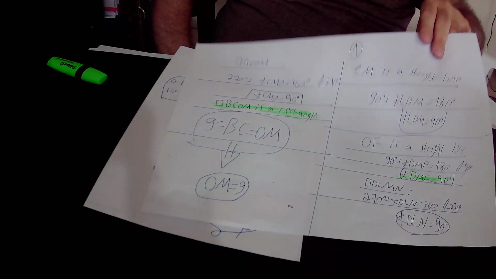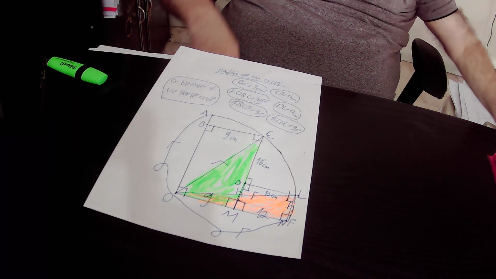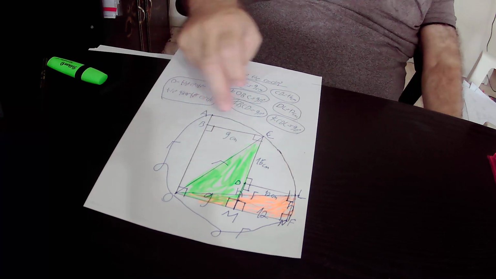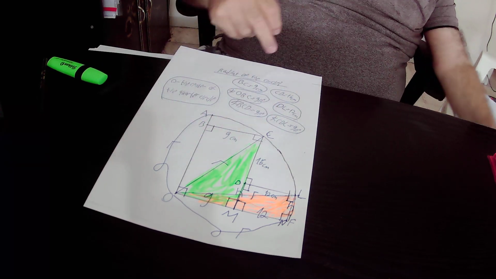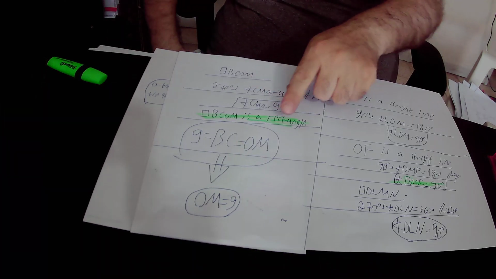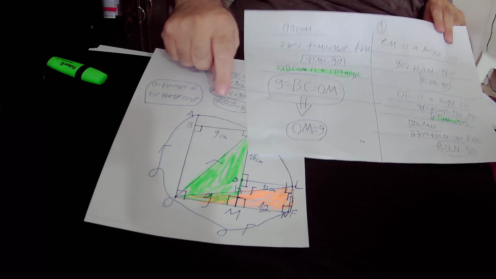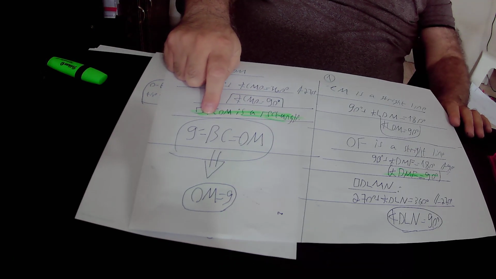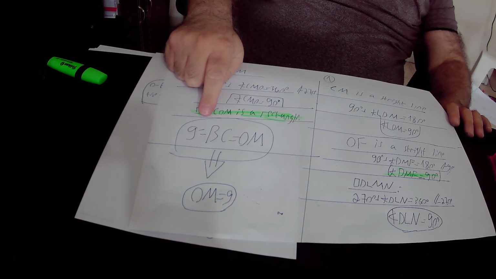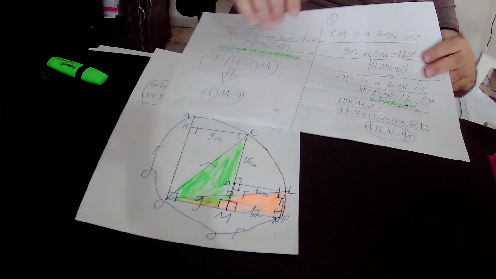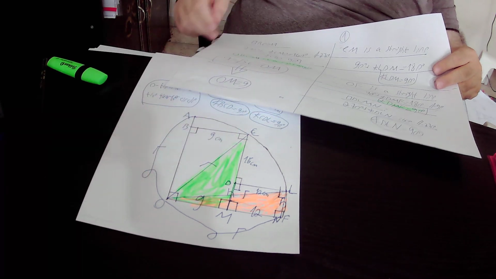And we know that the opposite sides of a rectangle are equal to each other, so the opposite sides of rectangle BCOM must be equal to each other. That is to say, BC must be equal to OM. BC must be equal to OM, but it is given that BC equals 9 units. So we can write here that 9 equals BC equals OM, and we derive that side OM is also equal to 9 units.